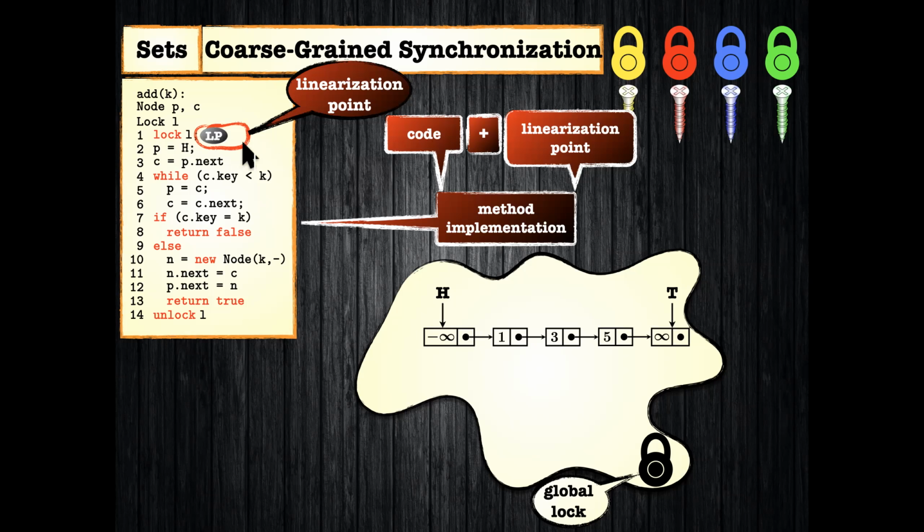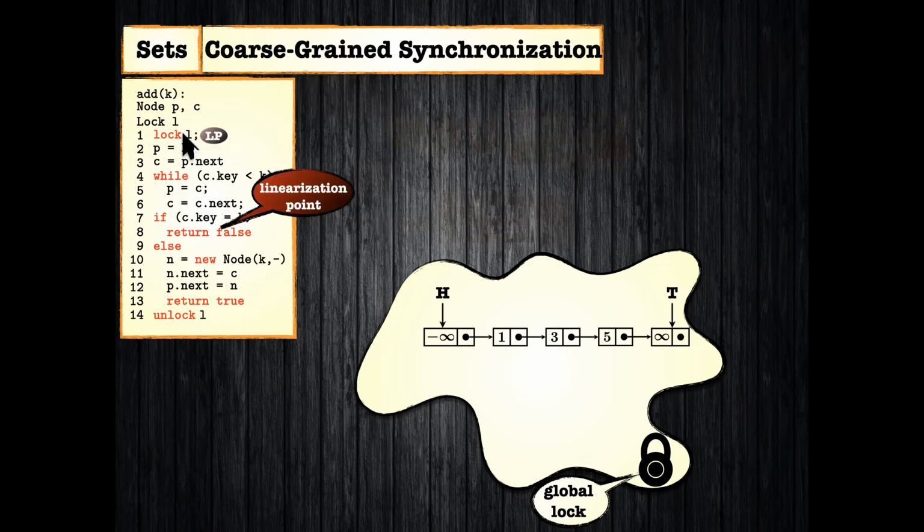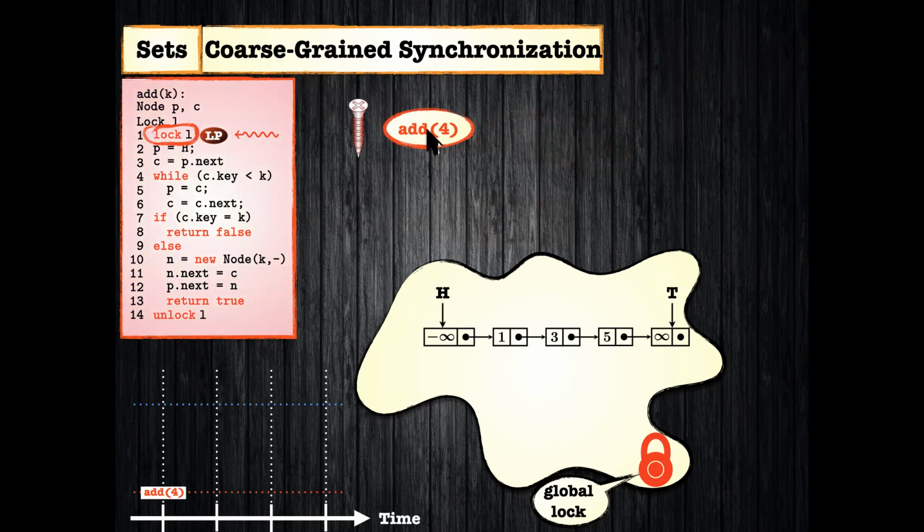And the linearization point is the point at which you acquire the lock. So this means that, for instance, if I have a thread at 4, it will first lock the lock, it acquires the lock, so now it's red. And now this thread can work on the abstract data type. So its linearization point is the point at which you acquire the lock.